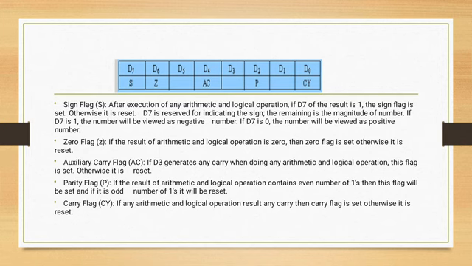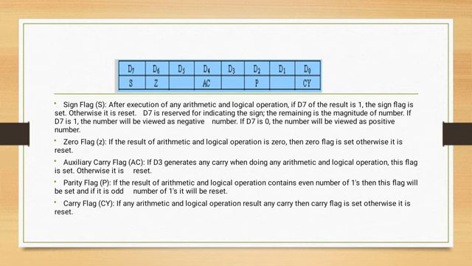So what is sign flag? Sign flag means after execution of any arithmetical or logical operation, if the result is positive, then it will be set to 0. And the sign flag S is set to 1 if the result of an arithmetical or logical operation is negative. Next, zero flag. The zero flag is set to 1 if the result of the ALU operation is 0. Otherwise, it is in reset condition.